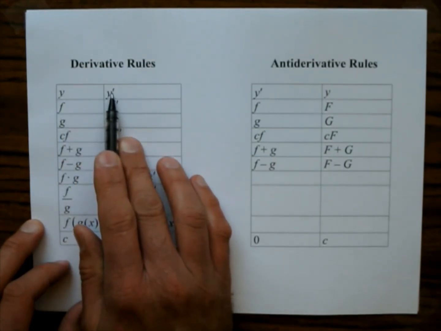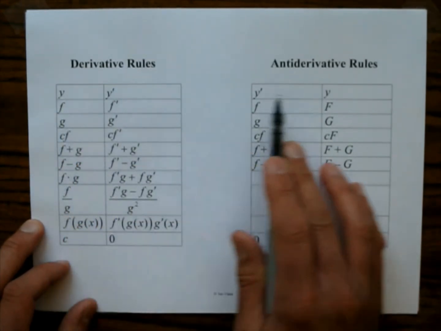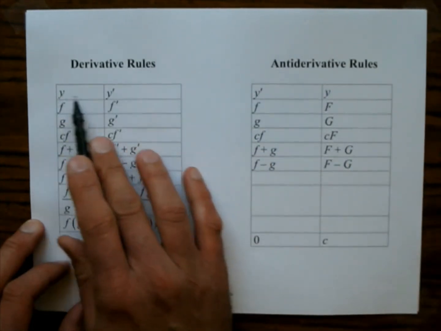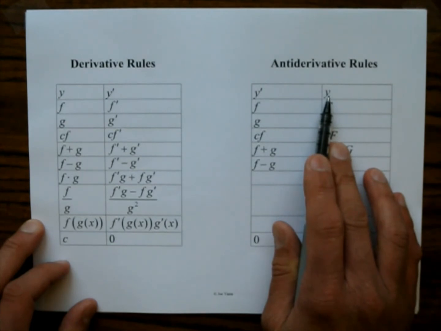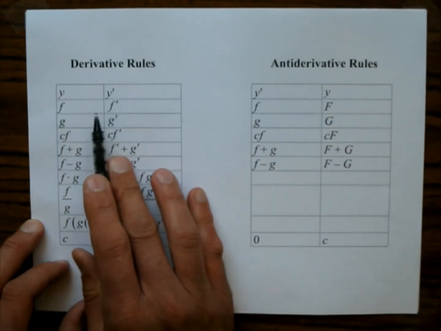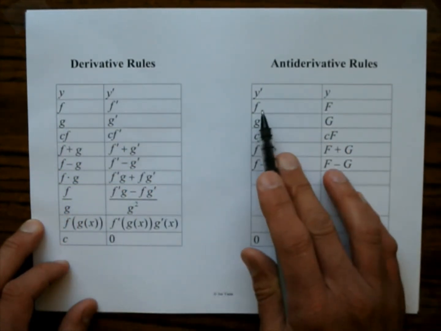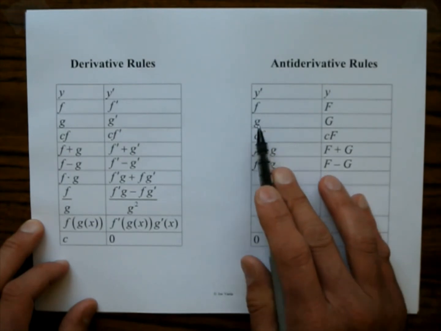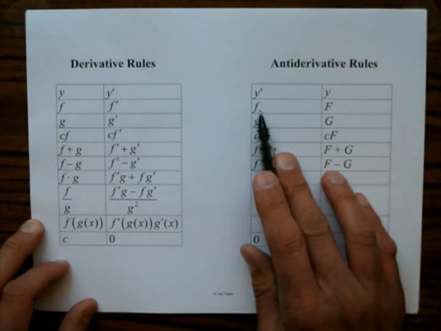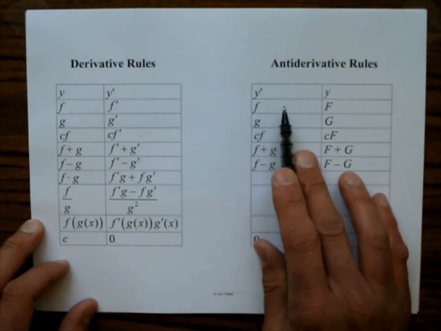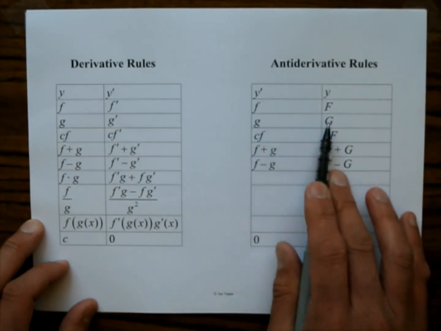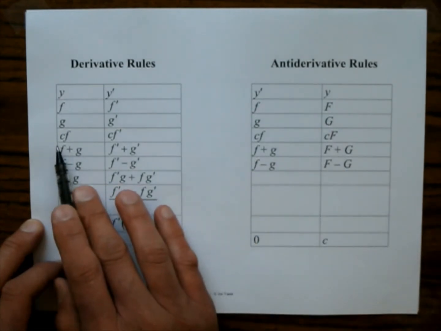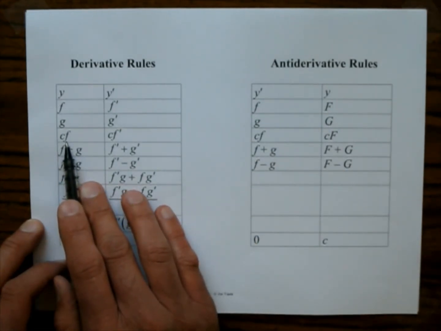Y prime is the derivative. With the antiderivative rules, I just switch them around. So y prime is there, and then y is the antiderivative. Okay, f prime, g prime. If I call these functions f and g, just like I did on problem number 1, where I called that little f, then the antiderivative we can sometimes write as capital F, and the same with g, we'll call it capital G.